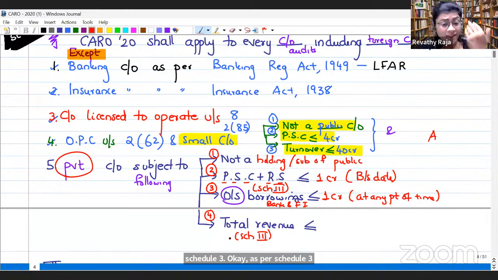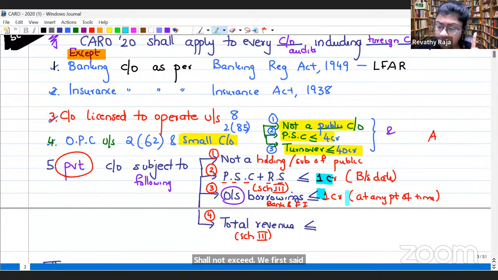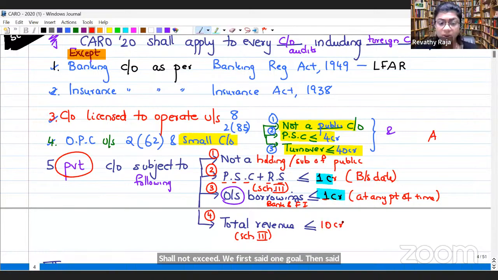Total revenue, continuing operation, discontinuing operation, all income shall not exceed 1 crore. We first said 1 crore, then said again 1 crore, now put a 0 with it: 10 crore. See, revenue is usually taken during the year.